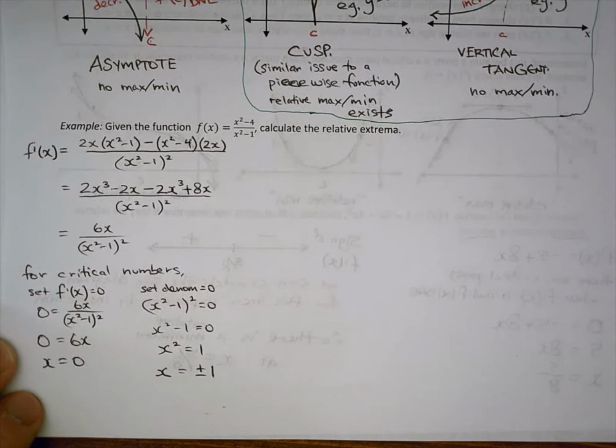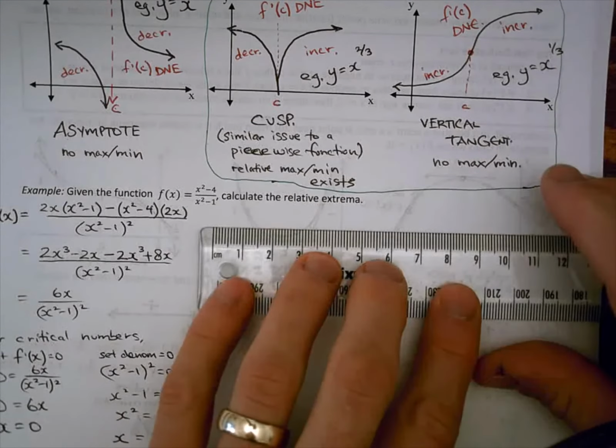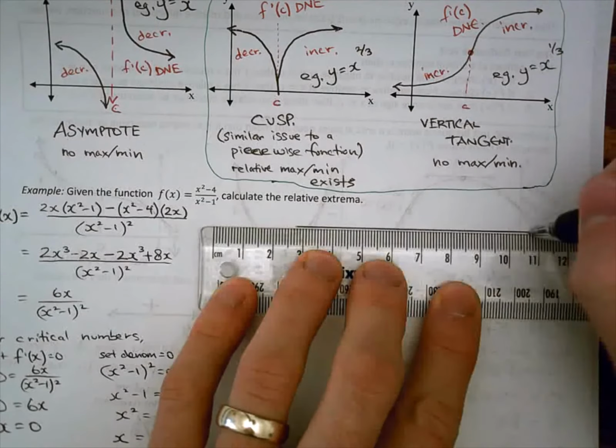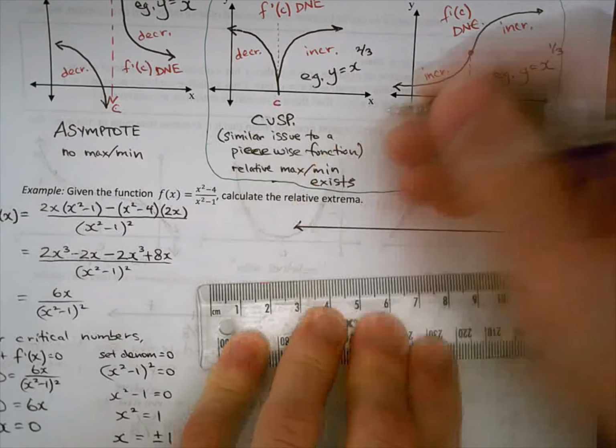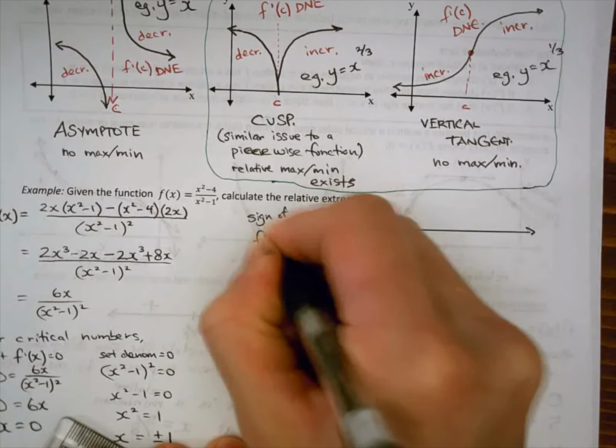My next step though, it's not enough to just know my critical numbers. I have to check the sign diagram, and remember I have to see a change in sign. Those are the 2 necessary conditions. So I'm going to draw the sign diagram that I'm trying to fill out. So here's the number line. Remember what I'm writing here is the sign of the derivative.